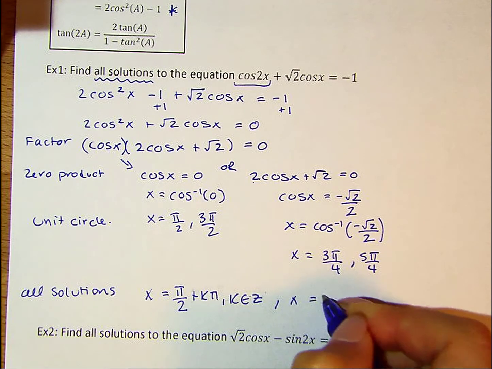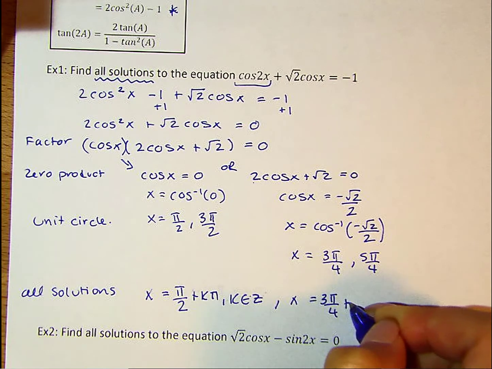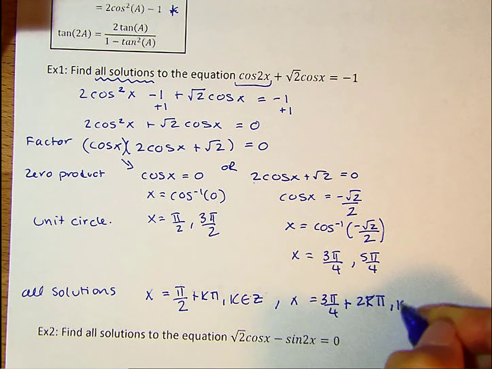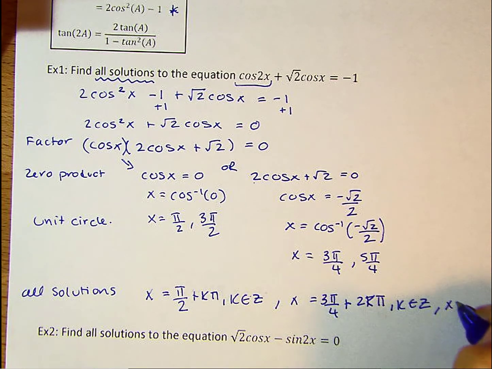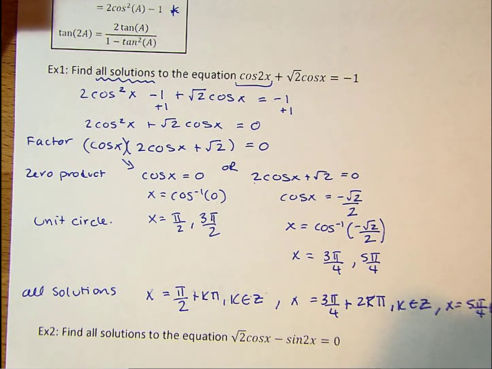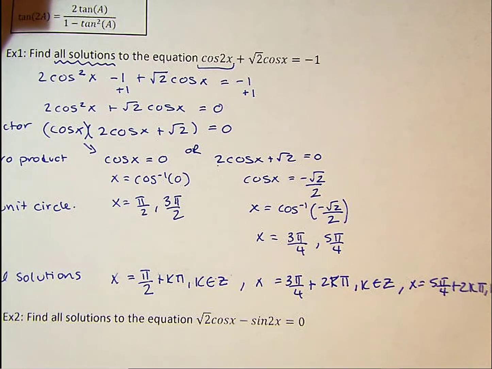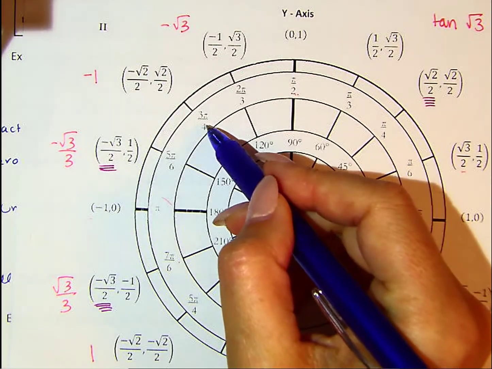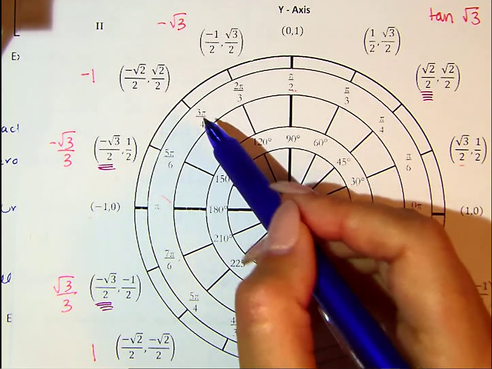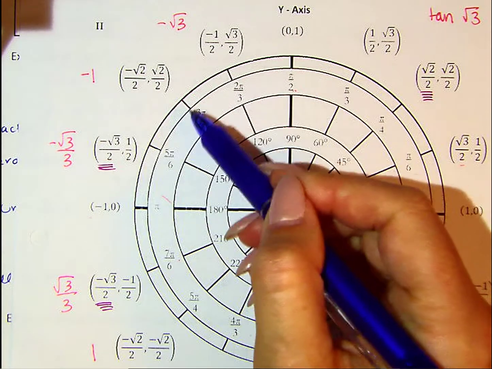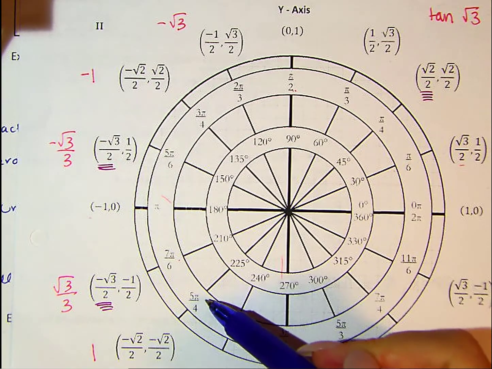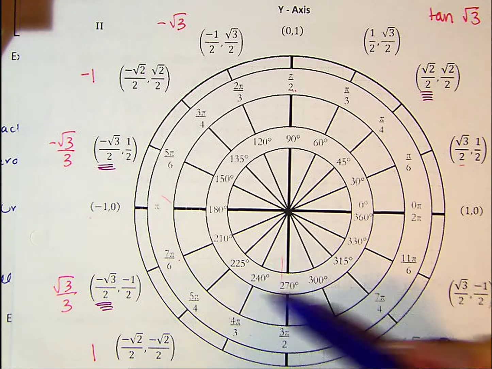The next ones will actually stay the same with 2k pi. And why can those not be simplified? Because we actually need that full rotation to come back to the starting position and find the coterminal angle. So 3 pi over 4 plus 2 pi plus 2 pi plus 2 pi and 5 pi over 4 plus 2 pi plus 2 pi.